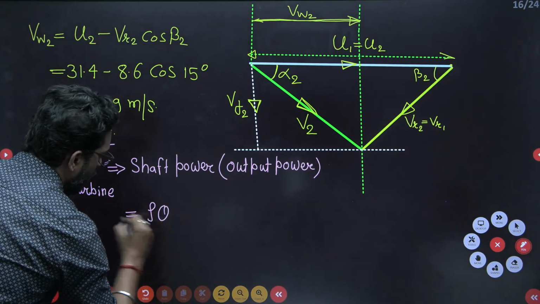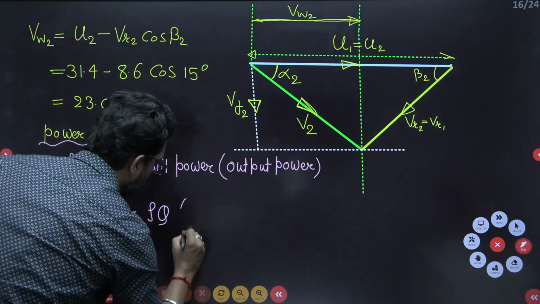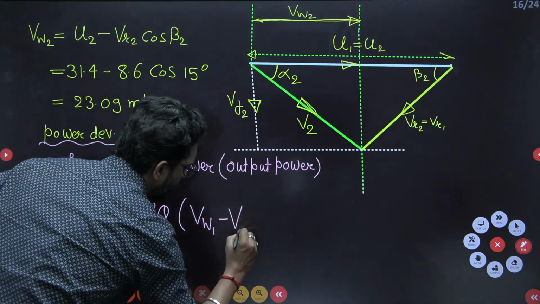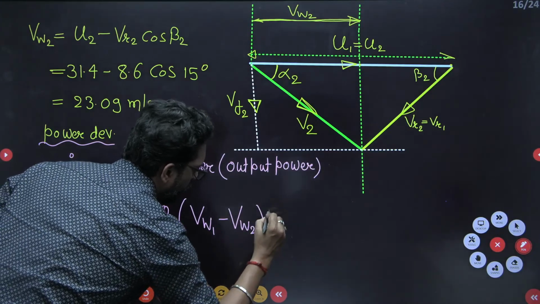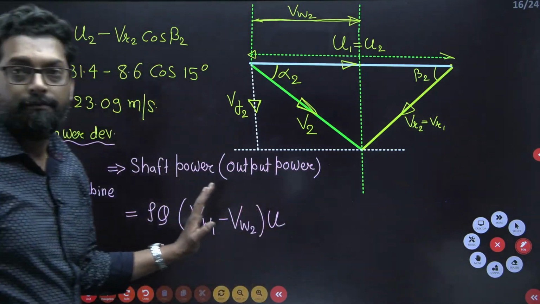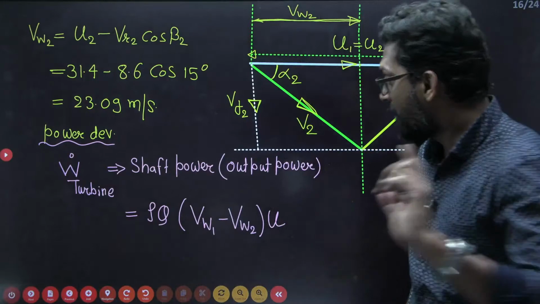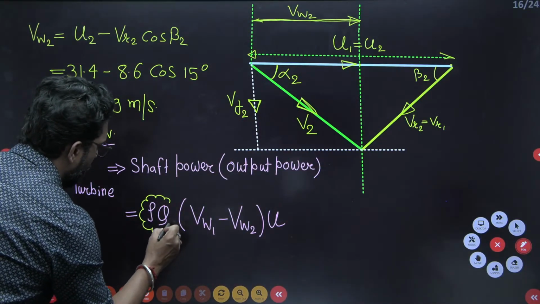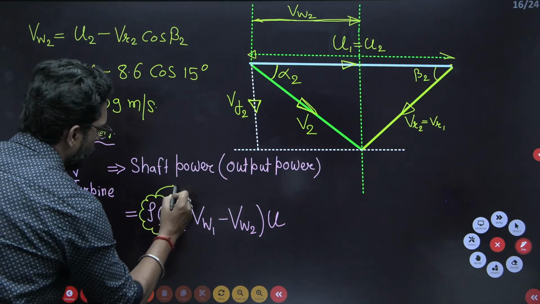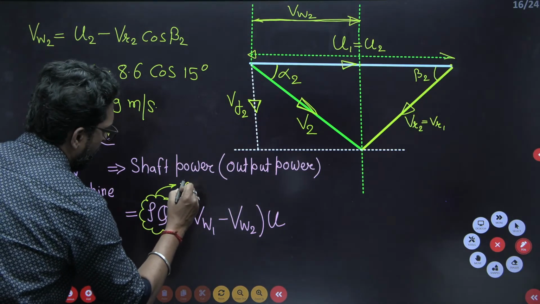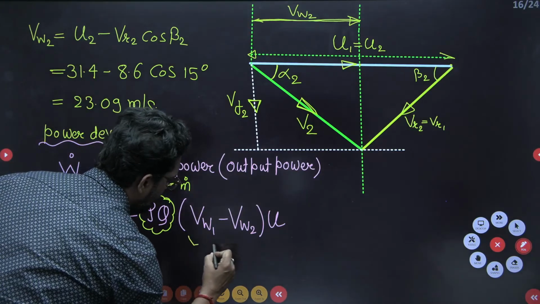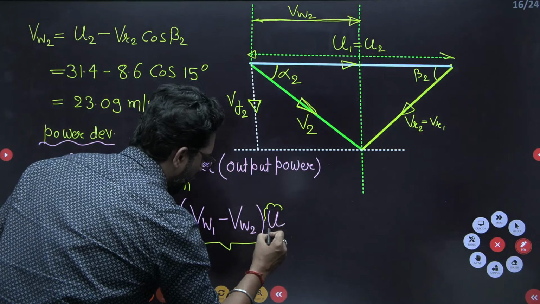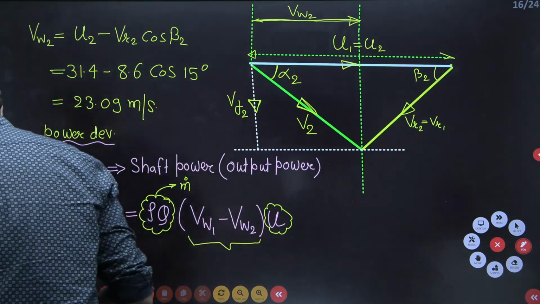rho Q. Rho Q is the mass flow rate, into the change in velocity, Vw1 minus Vw2, into the blade velocity u. That's it. This you always have to remember. This is your mass flow rate m dot. This is your change in the whirl component velocity, and this is your blade velocity.